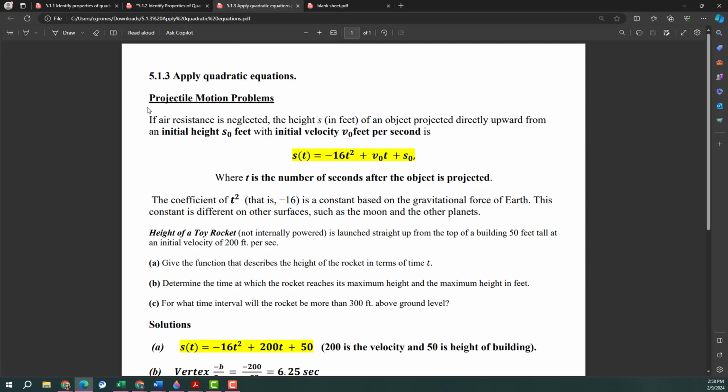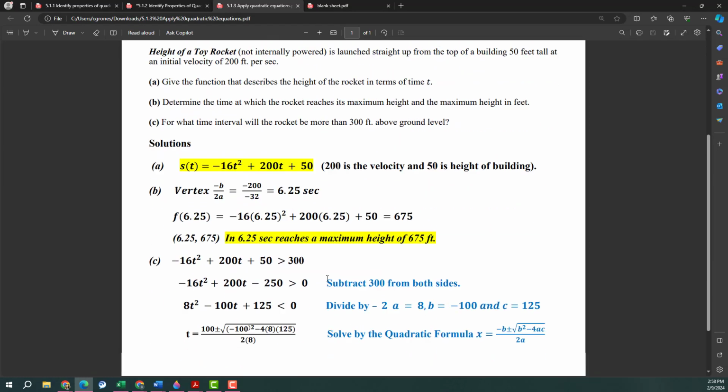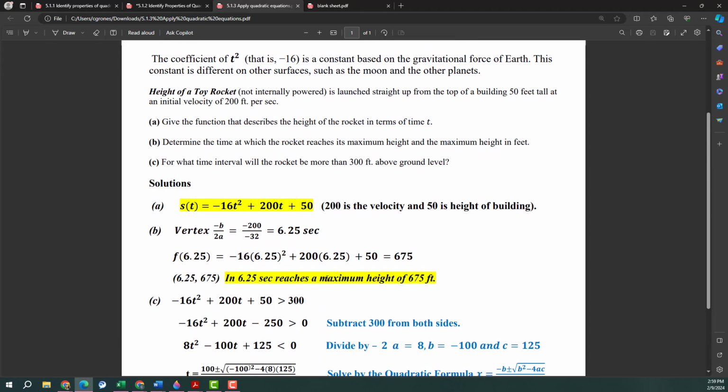Projectile motion problems. So there is going to be a problem that talks about this. It has a formula for the projectile motion, and it tells us what each of these is. We've got our initial height, initial velocity, and then there is an example for that.